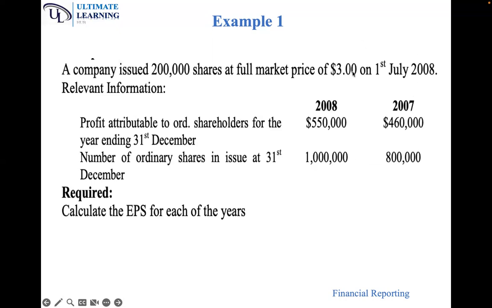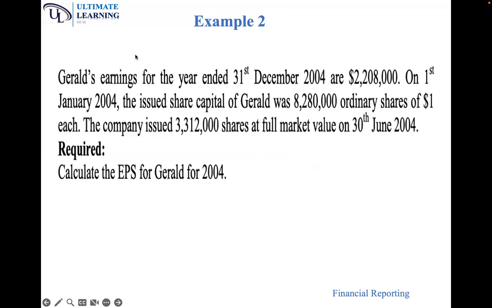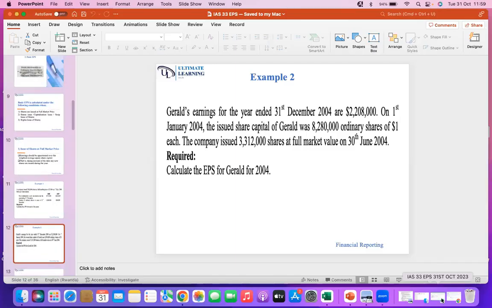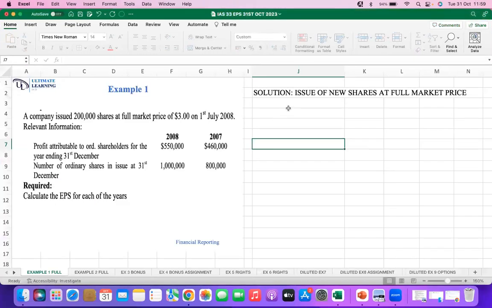And then we added 200,000 new shares on 1st July. So at the beginning of 2008, we had 800,000 shares, and then we added 200,000 shares, and that is what will give us 1 million shares at the end of the year 2008. So the question is asking us, calculate the EPS for each of the years. So in order to do that, we go to Excel to solve it.